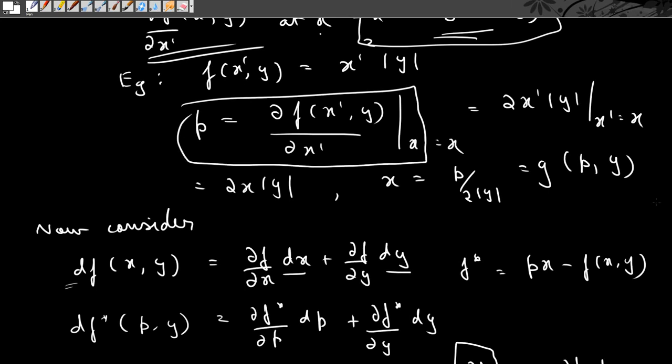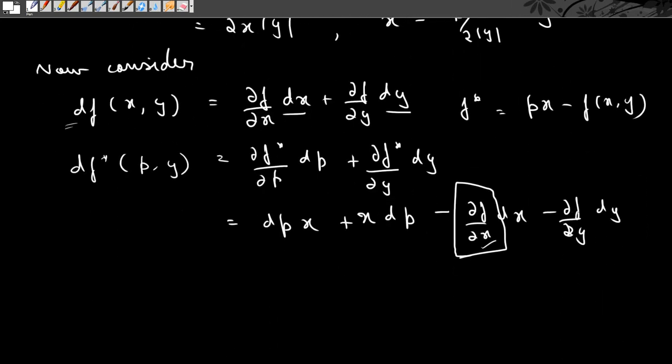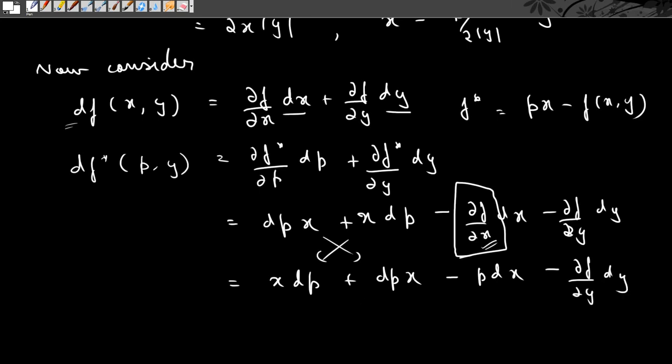Okay, that is the derivative of the function at the value of x, and this is also the derivative of the function at the value of x, and both are equal to p. So this will be equal to x dp plus dp into x, I have written it like this, okay, minus p dx minus ∂f/∂y dy.